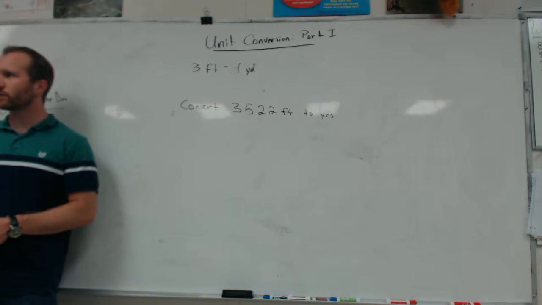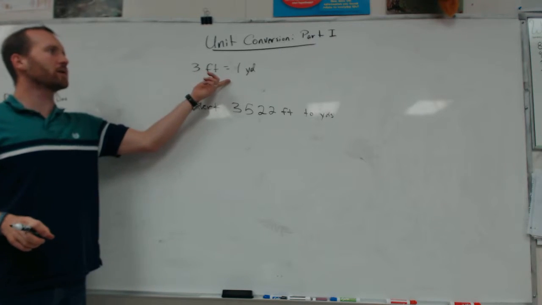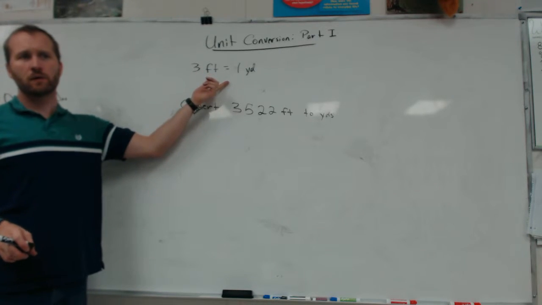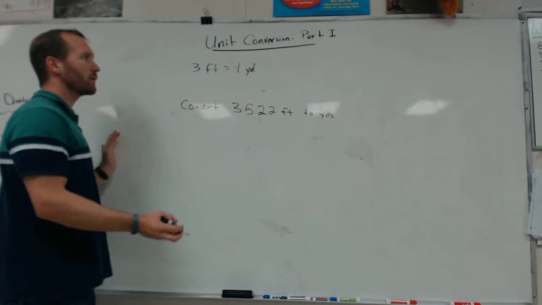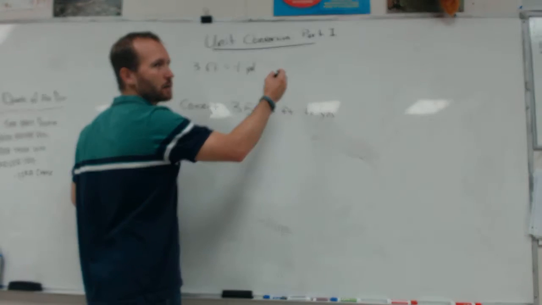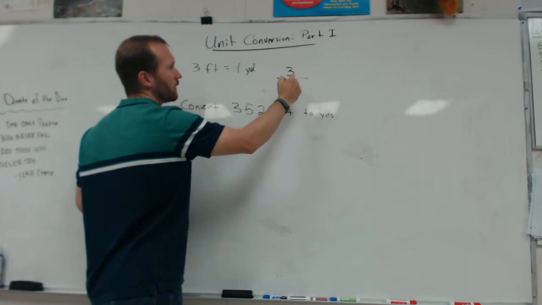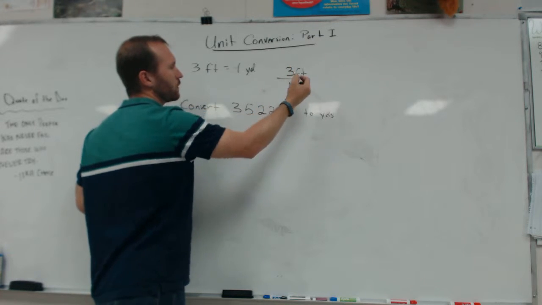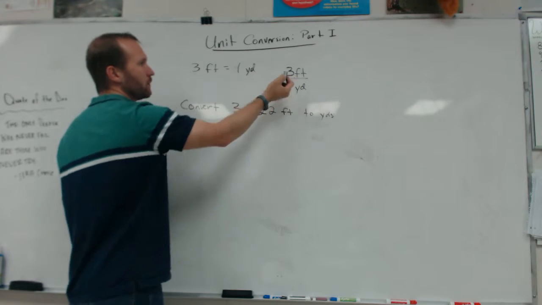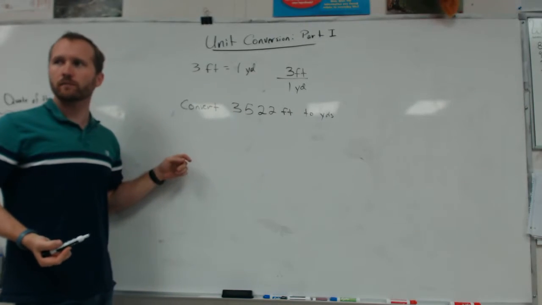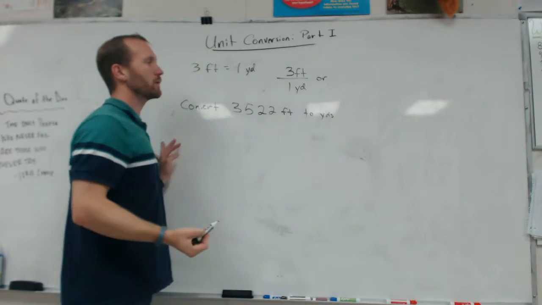All right, let's go through our steps. First, I want to make sure I know my unit multipliers. What are my unit multipliers here? Let's write them out. The first one would be 3 over 1. Okay, you're close. Good. 3 feet over 1 what? Yard. You have to write the number and the unit. It's going to be really important. You won't be able to do step 2 if you don't have both of those.